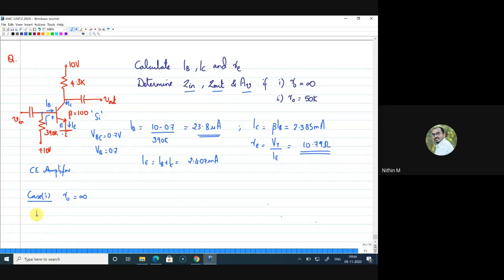If R0 is equal to infinity, I can write AV as minus GM into RC. Since it is a common emitter amplifier, AV is minus GM into RC. Yes, Kirtana, RE is 10.7 ohms. Yes. If you know the value of RE, from RE you can find the GM value, and that will give you GM RC, which is voltage gain. Right.